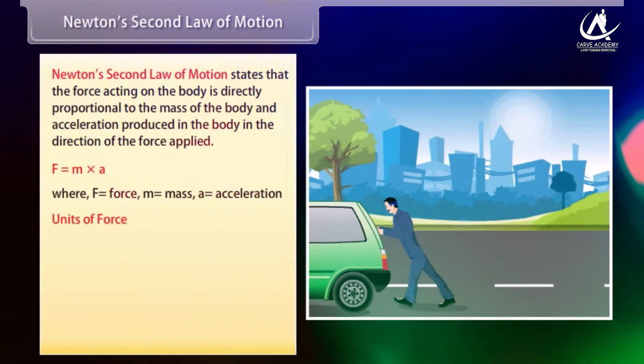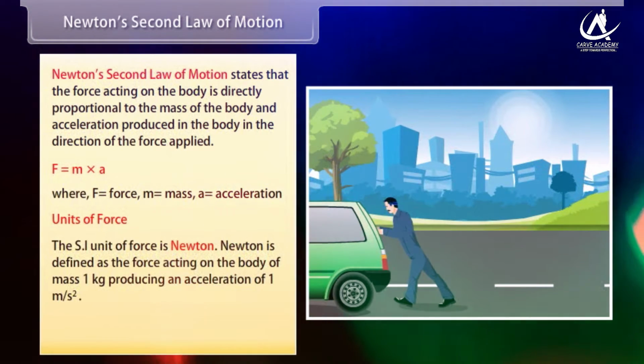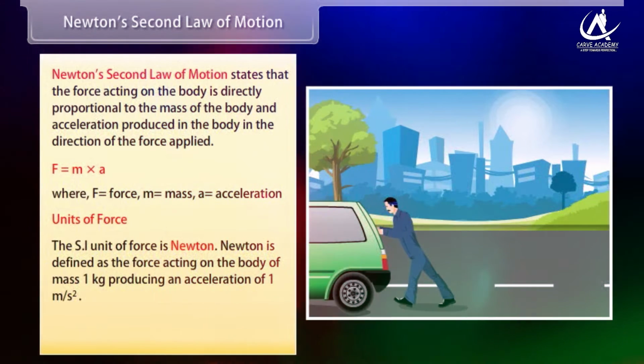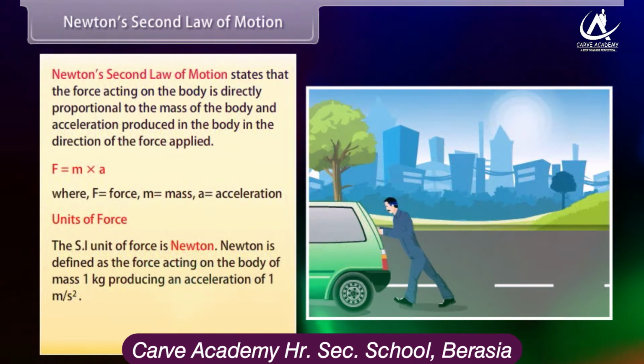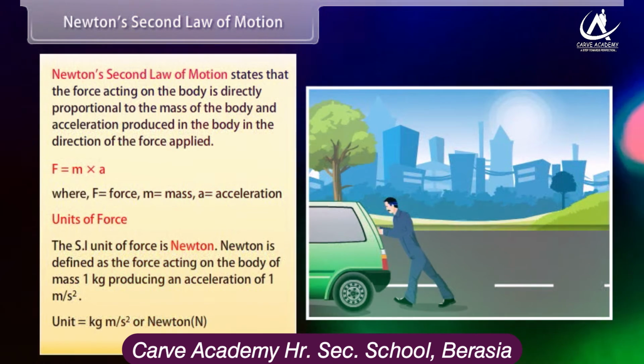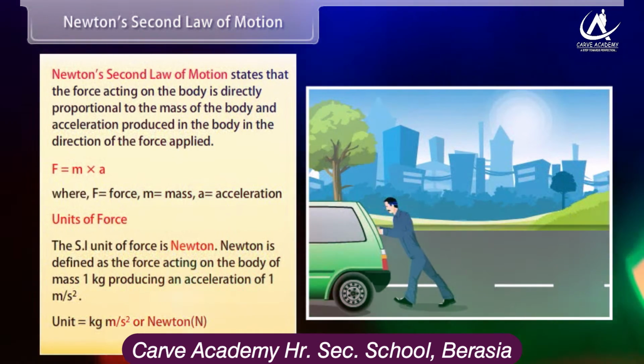Units of force. The SI unit of force is the Newton. A Newton is defined as the force acting on a body of mass 1 kg, producing an acceleration of 1 meter per second square. The unit is equal to kilogram meter per second square, or Newton.